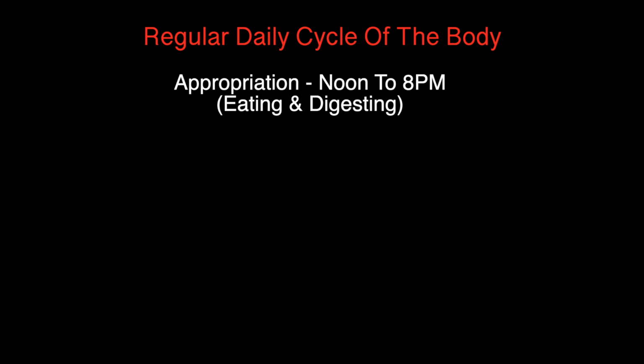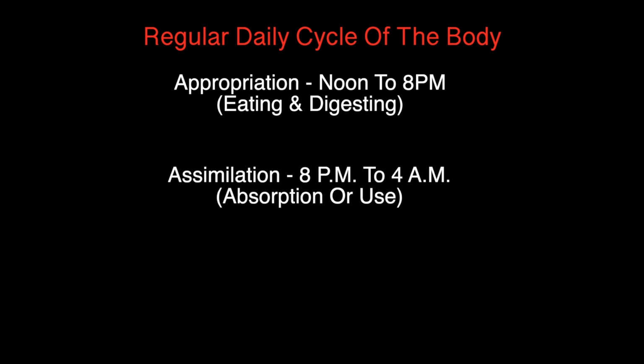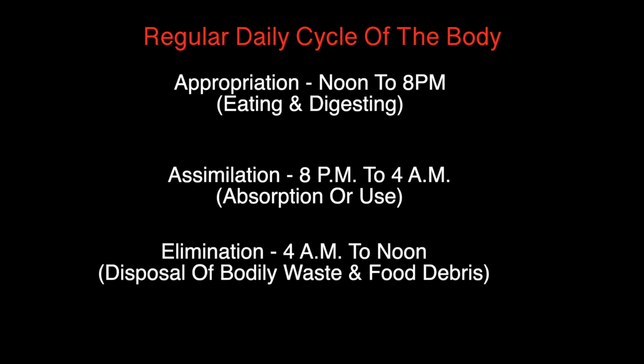There are 3 regular daily cycles that your body naturally goes through. The first is called appropriation. This takes place from 12 noon to 8 p.m. This is around the time where eating and proper digestion takes place. The second one is called assimilation. This takes place from 8 p.m. to 4 a.m. This is the time your body absorbs or uses the nutrients found in the foods that you eat. And the third is called elimination. This takes place from 4 a.m. to 12 noon. This is the time your body starts to dispose of the waste and the food debris.